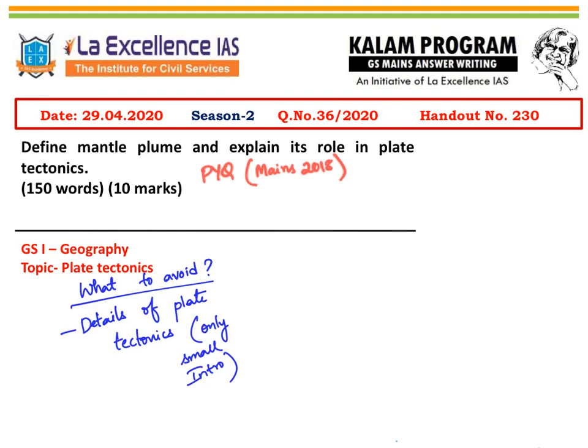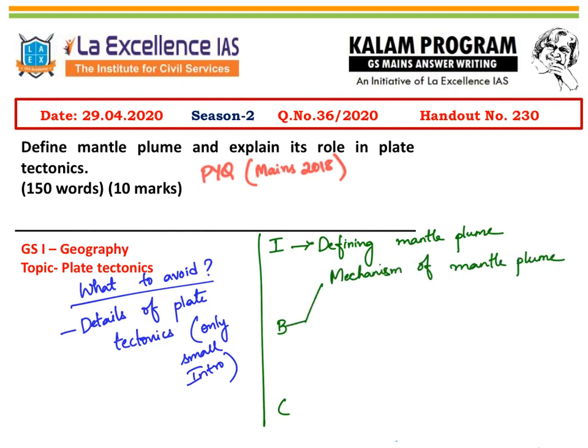If we look at how to write the answer in the introduction, body and conclusion format, I think the best way to introduce is by writing the definition of mantle plume. And then the body has to be written in two parts. In the first part, explain what mantle plume means. Definition could be simple, but you will have to draw a diagram and explain the mechanism of mantle plume. Along with that, you have to give some examples. So that should form the first part of your body. And the second part ideally should contain a small introduction about plate tectonics, because that is a key word and not everybody is expected to understand it.